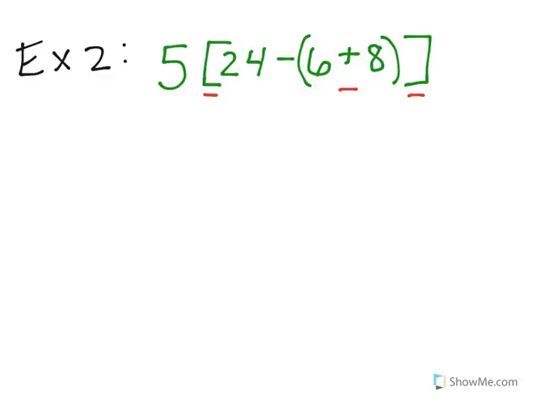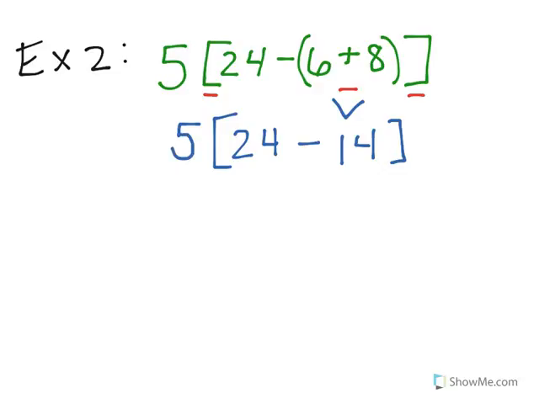So we have 5 times the quantity of, that's what I usually say when I see these nested parentheses, 24 minus the quantity of 6 plus 8. So we're going to work from the inside out. So I'm going to do this problem first. 6 plus 8 is 14. Again, I'm going to bring down everything I have. So I'm going to write 24 minus, and now this is what I have left here. And then I'm going to include the 5 times. Remember, if there's no sign in between the 5 and the bracket, you're going to assume it's multiplication.